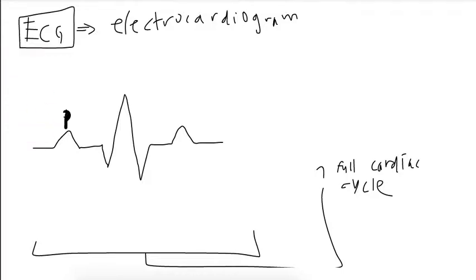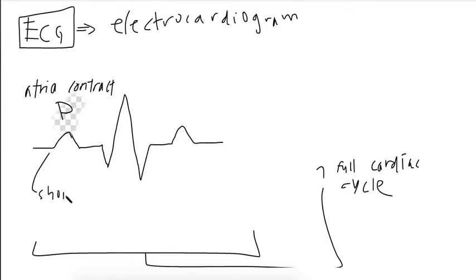Let's first go ahead and label the P wave. So we have a P wave here. And the P wave is caused by an atrial systole. So the atria are contracting, whereas a systole is caused by contraction and a diastole is caused by relaxation. So this is the P wave right here.